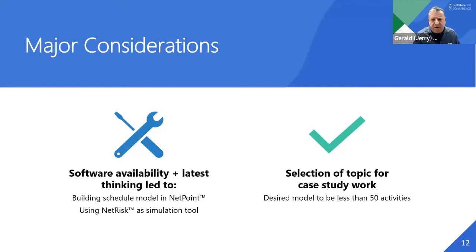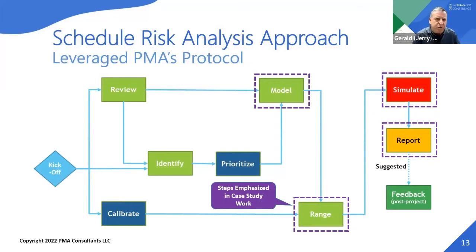From a standpoint of the approach and trying to teach students how to do schedule risk analysis, a lot of the background of how I structured the class was leveraging the experiences I've had with PMA. Years ago, we created a process of how to do schedule risk analysis as early as like 2002. It has been refined. The current version is in this flow chart here. The items in the purple boxes are really the types of process steps that the students would have hands-on experience in doing in the case study.